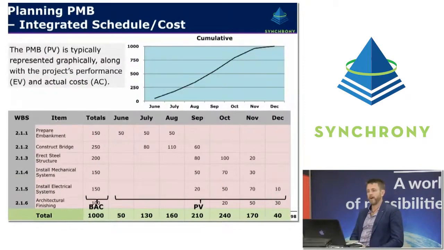The performance measurement baseline is typically represented graphically on a curve as well, a cumulative curve, and this is often referred to as an S-curve. So the black line there represents the baseline, and as we go into project execution, we'll typically measure the actual costs, the earned value, and the forecast as well, and having that visual representation allows us to very quickly see how we're trending compared to the original baseline.